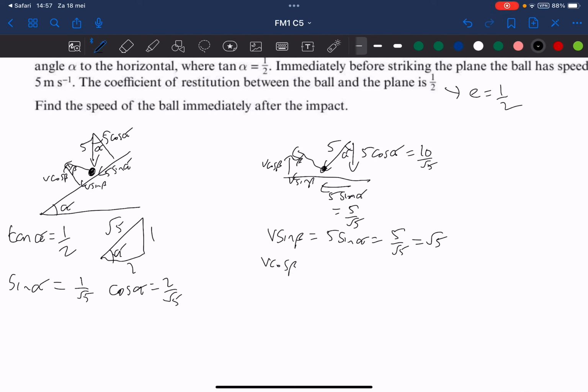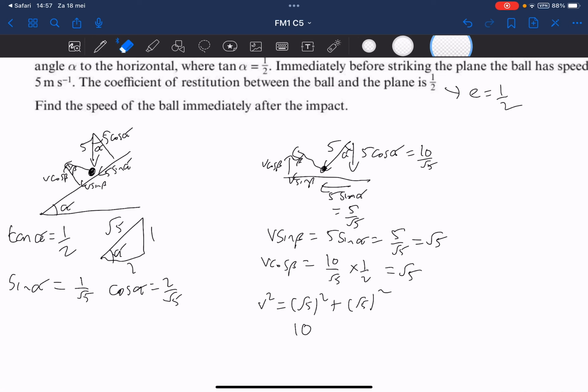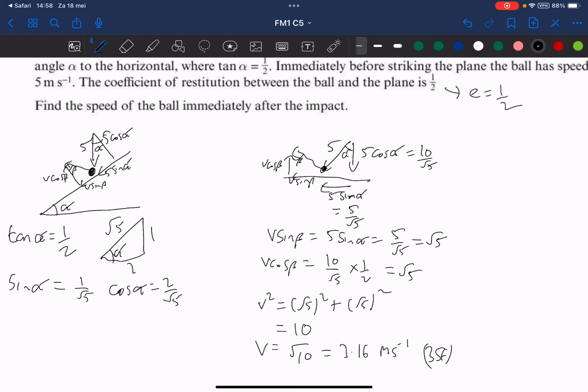V cos beta, however, I'll be slightly careful with that one. This is 10 on root 5, times that half from the coefficient of restitution. That's also root 5, coincidentally, there. So, add them, square root them. Just do the components of each squared. And if you do that, that will give you 10, won't it? Because square and square root cancels. So you'll just end up there with V is equal to the square root of 10. But the square root of 10 is approximately just bigger than 3, and so it's going to be 3.16 ms to the minus 1 to 3 significant figures.